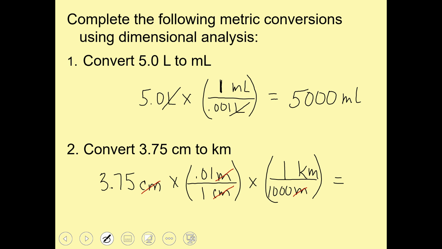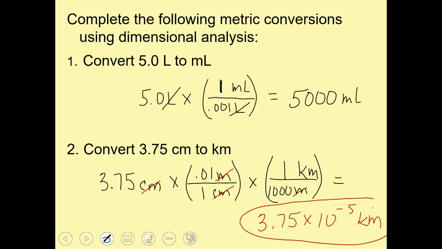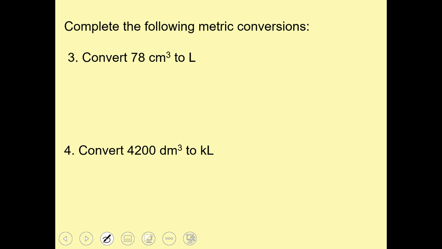If I multiply by 0.01 and I divide by 1,000, I'm going to get 3.75 times 10 to the negative 5th kilometers. And that is the same distance as this. It's just expressed in a different unit. Now you'll get some of those to practice, okay?